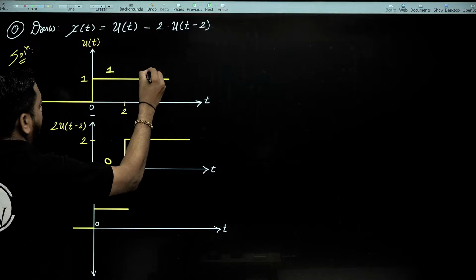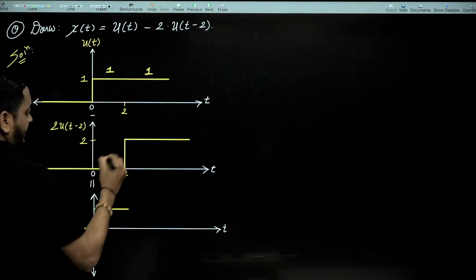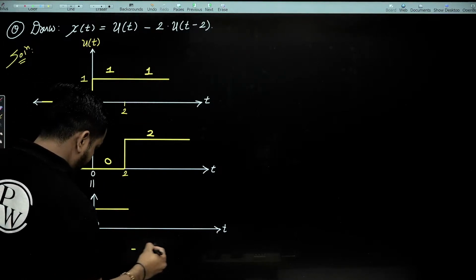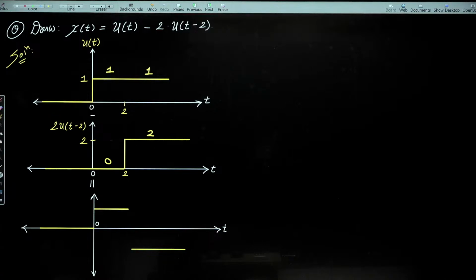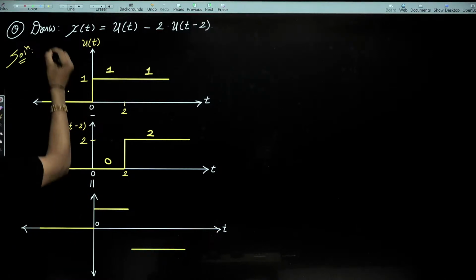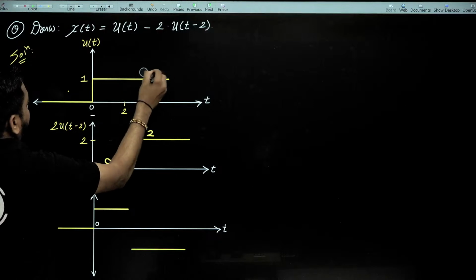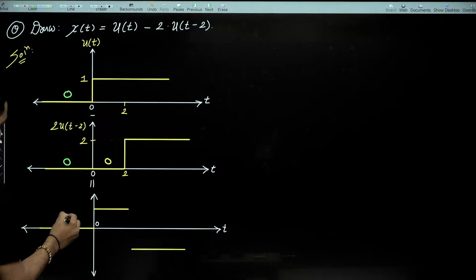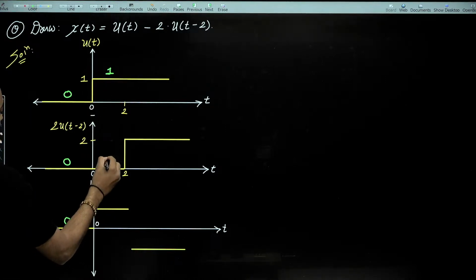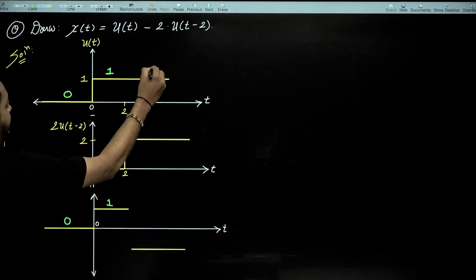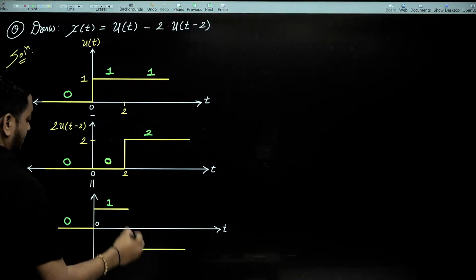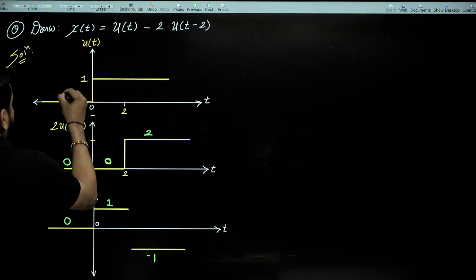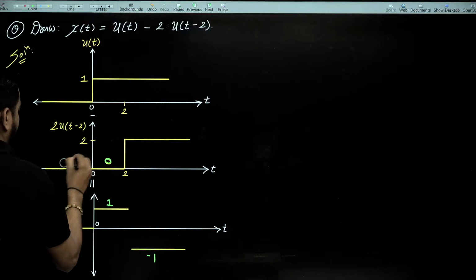Now for t greater than 2, here the amplitude is 1 and here the amplitude is 2. So 1 minus 2, the amplitude is minus 1, correct? Got it, guys? See here again, 0 minus 0, the amplitude is 0, 1 minus 0, the amplitude is 1, and 1 minus 2 is equal to minus 1. Got it? In this manner we can understand. This is the standard method. Shortcut also we will see.